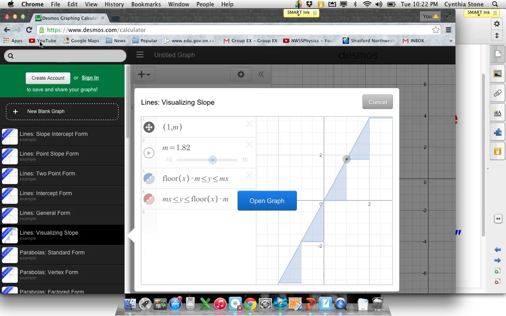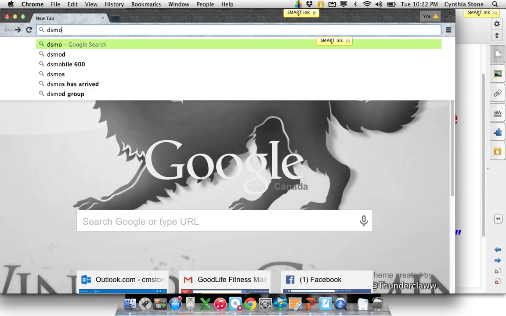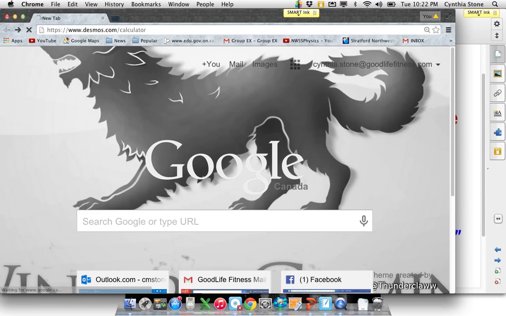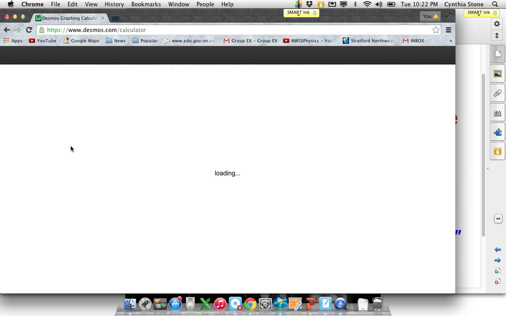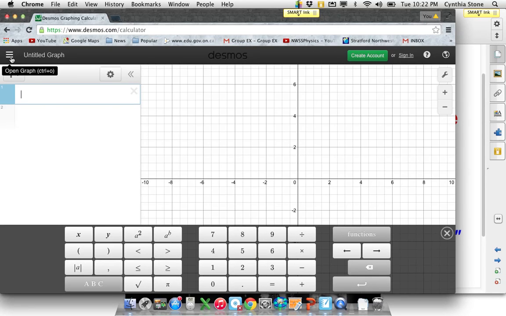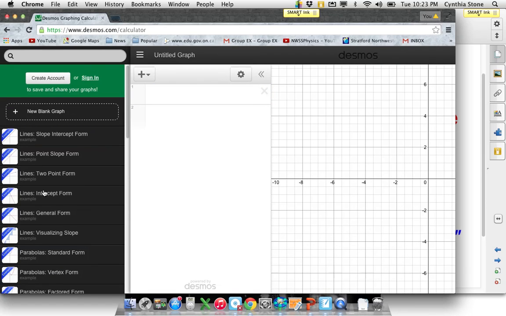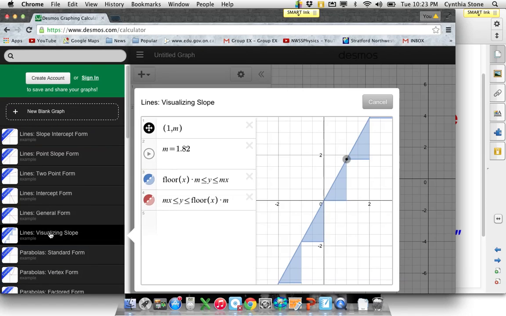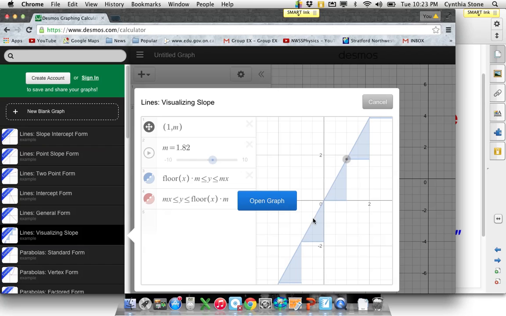So, just what I just did then. Oopsie. You can follow me, or you can just look on the screen if you want to. You don't have to go along with me, but it's under this open graph, the lines there. There should be one that says visualizing slope, so you grab it. And the idea is this.